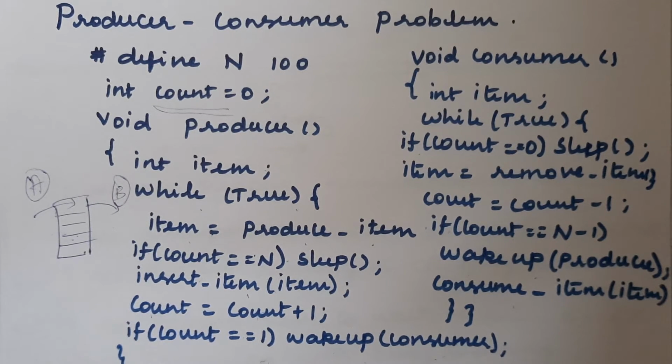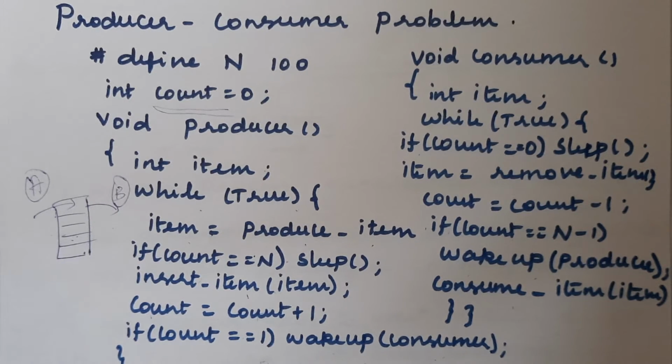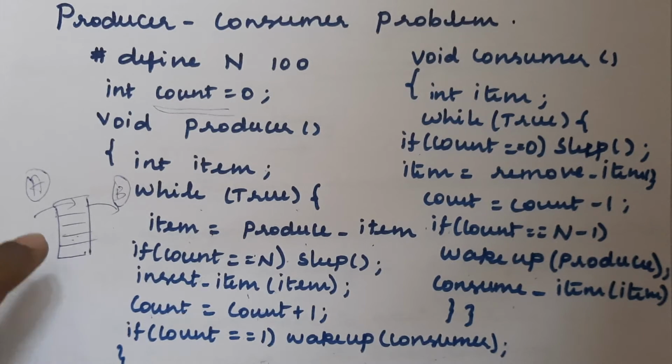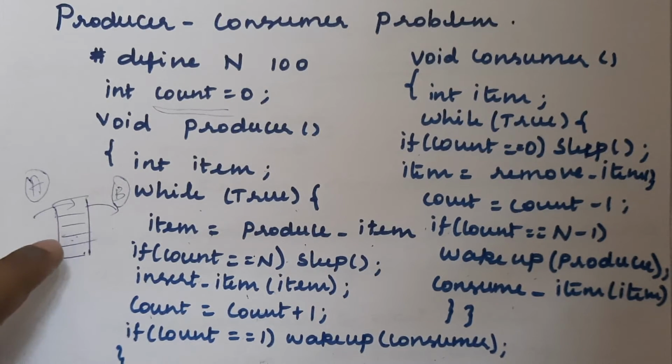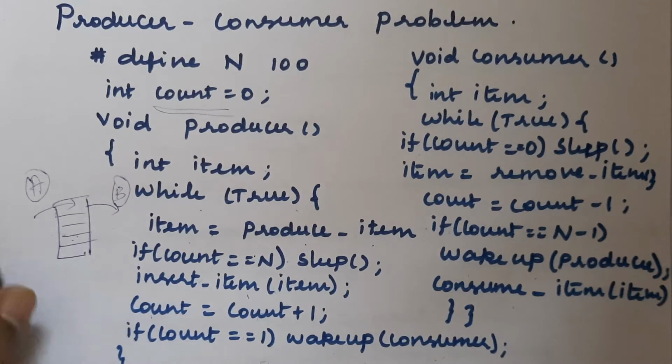So let us see how we are getting race condition in this problem. Initially, suppose the consumer is executing its operation. It will remove the item from the buffer. Suppose the count value reached n. So what does it mean? The buffer is full now.